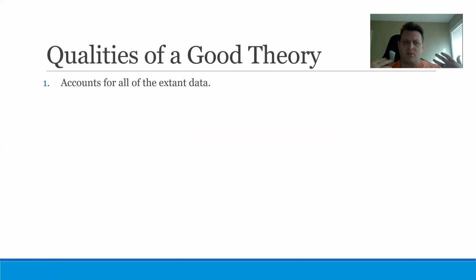All right, what are some qualities that make up a good theory? Well, the first thing that a theory needs to do is account for all the extant data. What do I mean by extant? It's the opposite of extinct. Extant means currently available. Okay, all of the data at that point in time.